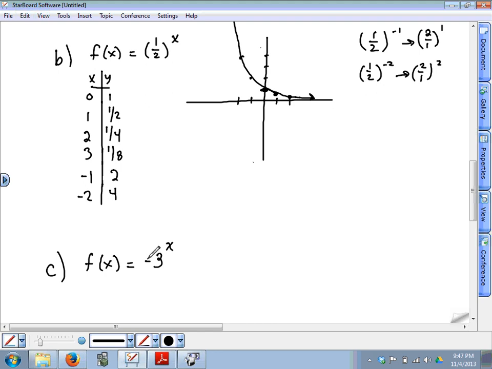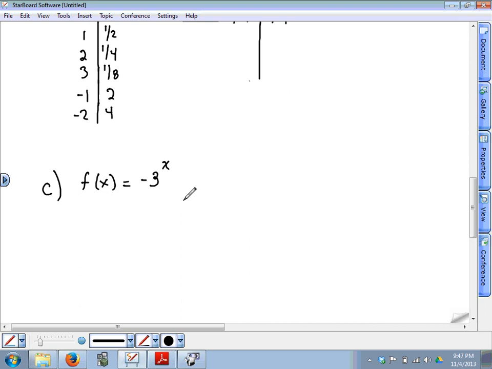This negative is a coefficient. It's really -1 times 3 to the x. So what effect does that negative sign have on the graph, and what type of exponential function is this? Is it growth or decay? Well, the base is 3, which is larger than 1, so it is growth.